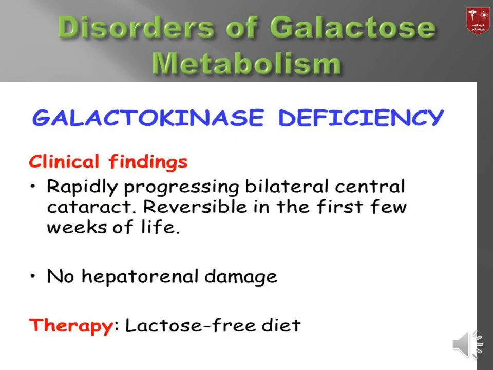ايه الديسوردرز؟ هما تو مين ديسوردرز، جلاكتوكاينيز ديفيشنسي, which is a rapidly progressing bilateral central cataract which leads to cataract. And this occurs in the first few weeks of life. It's present since birth, the galactokinase deficiency, and so it is manifested early during the first few weeks of life of the infant. Okay, but it's benign condition.